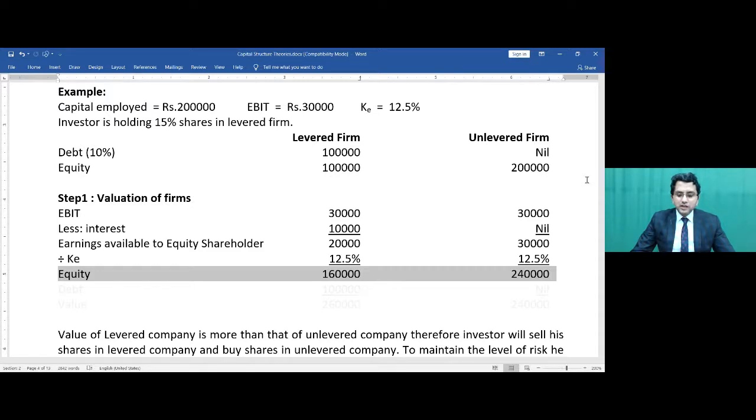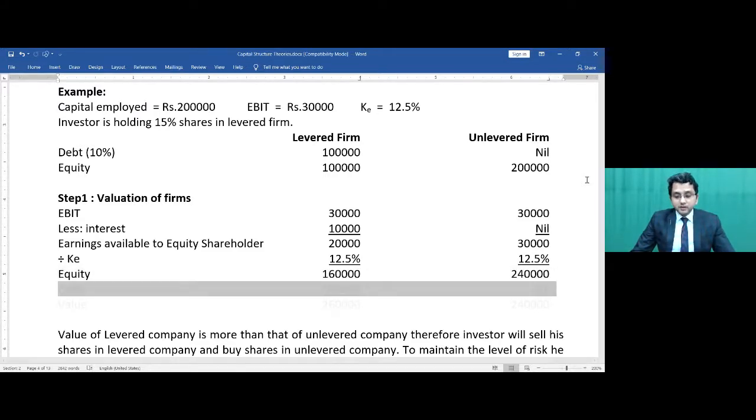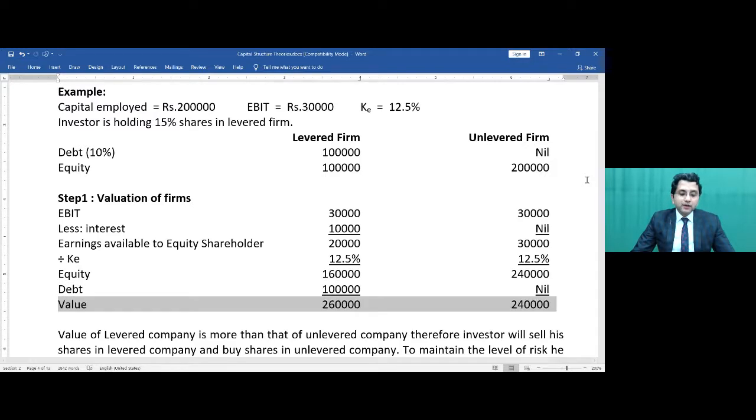rupees. Just check it. Is this calculation correct? And let me know if there are some calculation errors. Is this correct? 20,000 divided by 12.5% will give you market value of equity of 1,60,000, while for unlevered firm it will be 2,40,000. Then I take value of debt, which is 1 lakh and nil, to arrive at total value of the firm: 2,60,000 and 2,40,000.